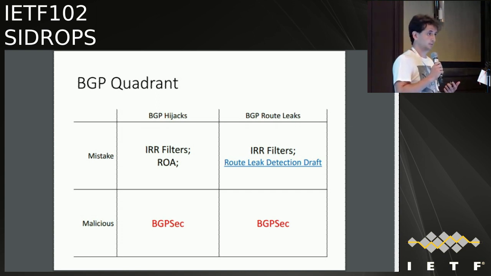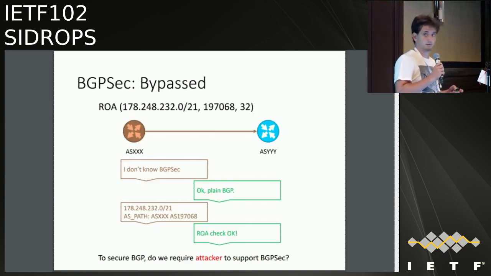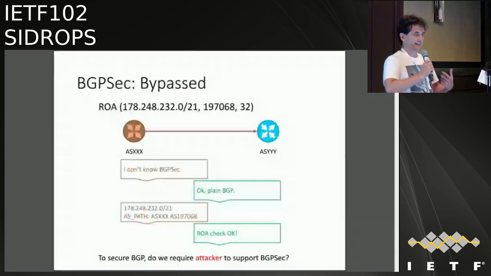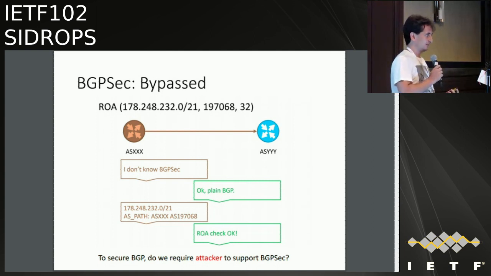But there is another one which I was not able to find in the available literature, and it is backward compatibility. The RFC states that if our neighbor can't speak BGPsec, we switch back to plain old BGP. And my question is, what will make an attacker support BGPsec? Does it mean that to secure BGP, we need to make attackers support BGPsec? For me, it sounds at least weird.